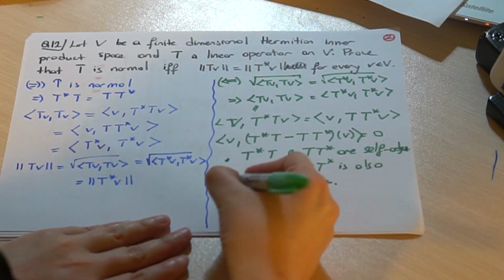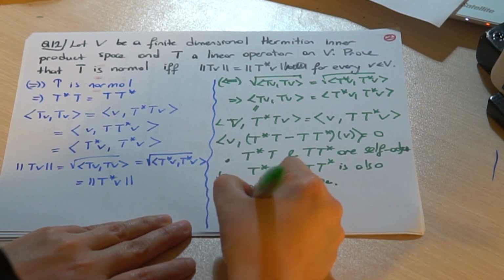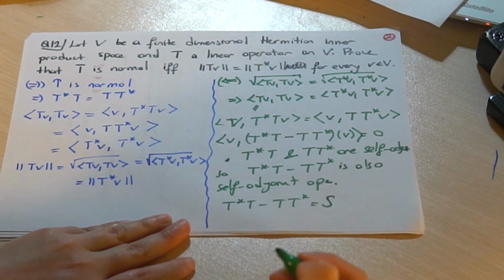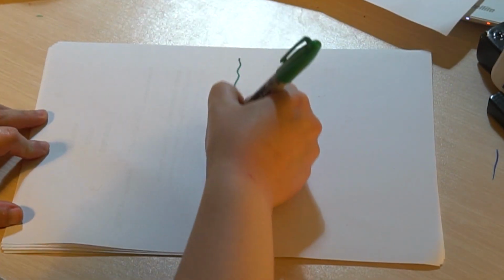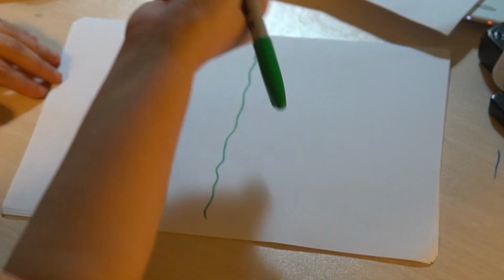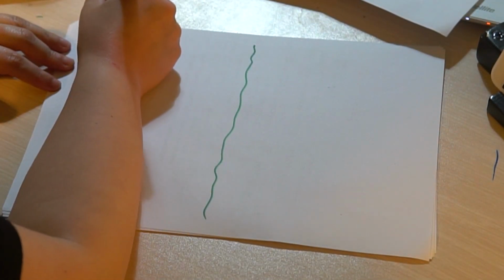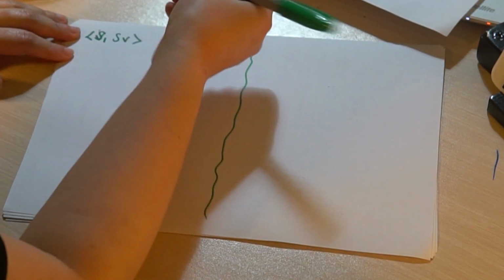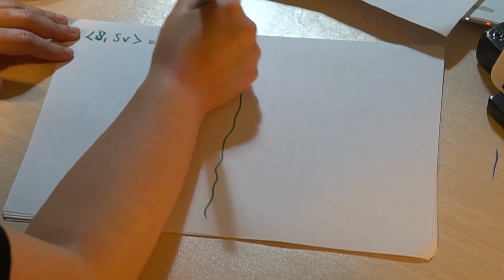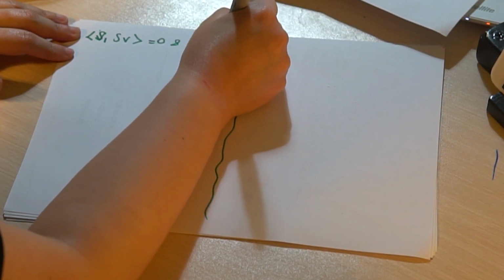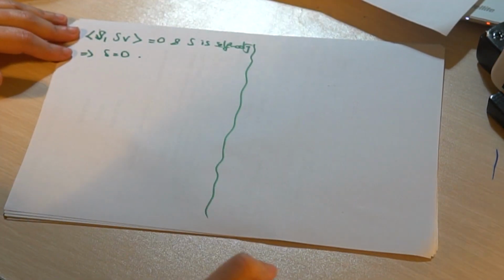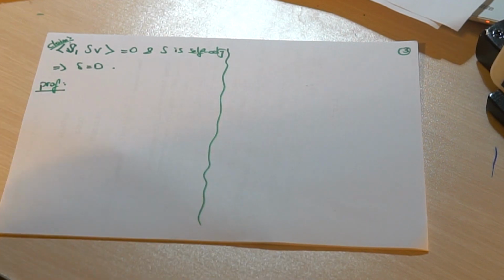For simplicity, let's say that T star T minus T T star is equal to operator S. Now, we need to prove that <v, Sv> equals 0 and S is self-adjoint implies that S is equal to 0. Now, to prove this claim, we will use some facts.